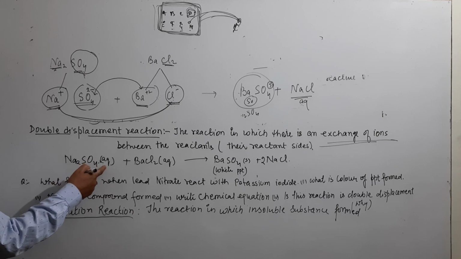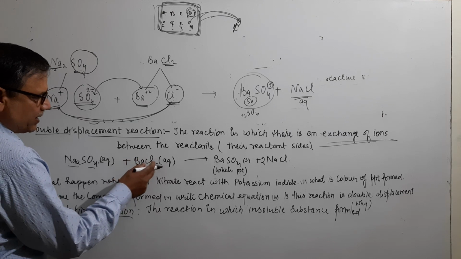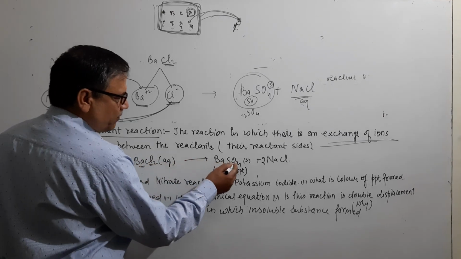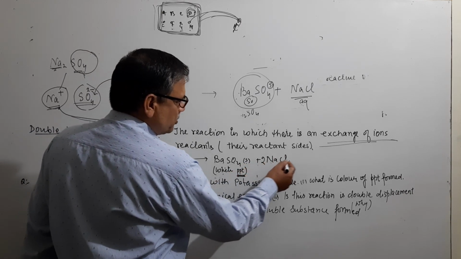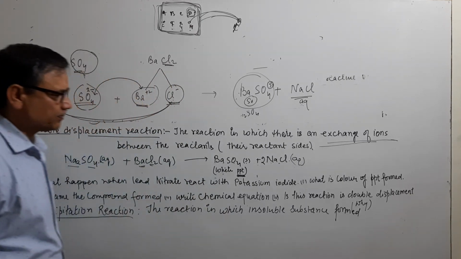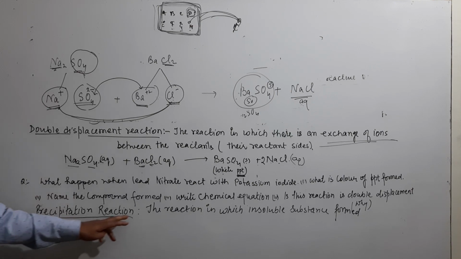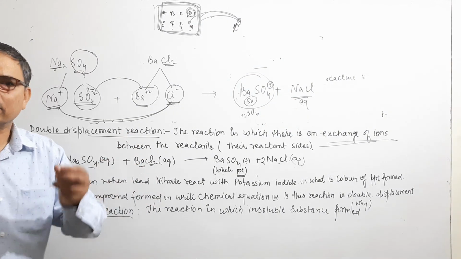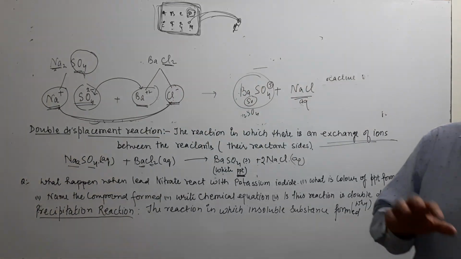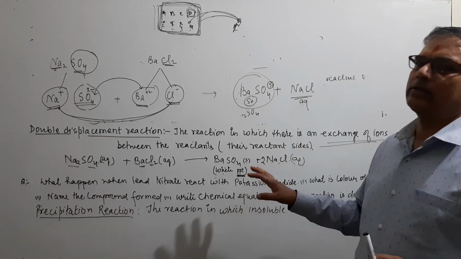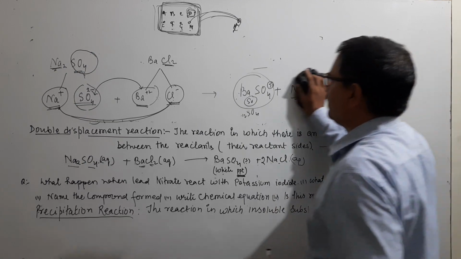Sodium sulfate aqueous solution plus barium chloride aqueous solution gives barium sulfate, white in color, a precipitate meaning an insoluble substance, plus aqueous solution of sodium chloride. And now tell me, a precipitation reaction means the reaction in which some insoluble substance is formed, which I already told you, that most of the double displacement reactions are called precipitation reactions. And now here is one question which you have done already.